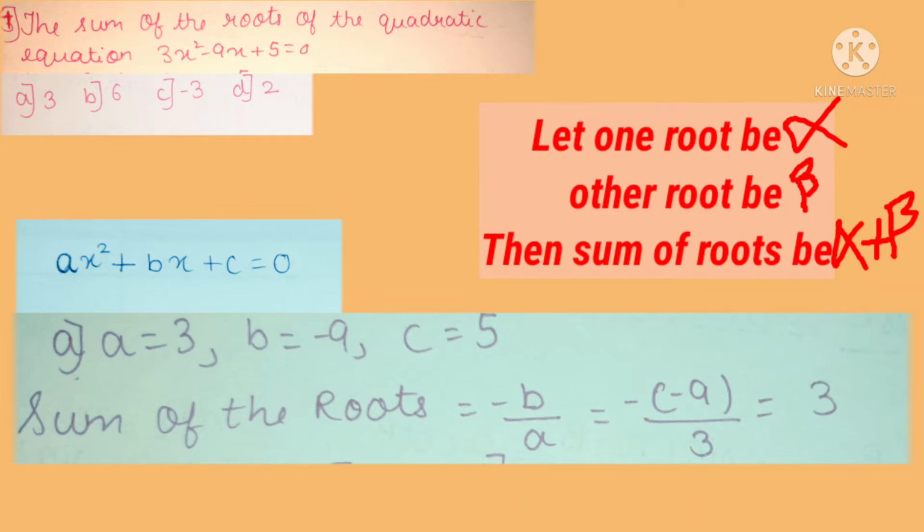In the case of the sum of the roots, if they ask to find the product of the roots, then the solution will be c by a. So according to the given question, our c is 5 and a is 3. So c by a is nothing but 5 by 3.